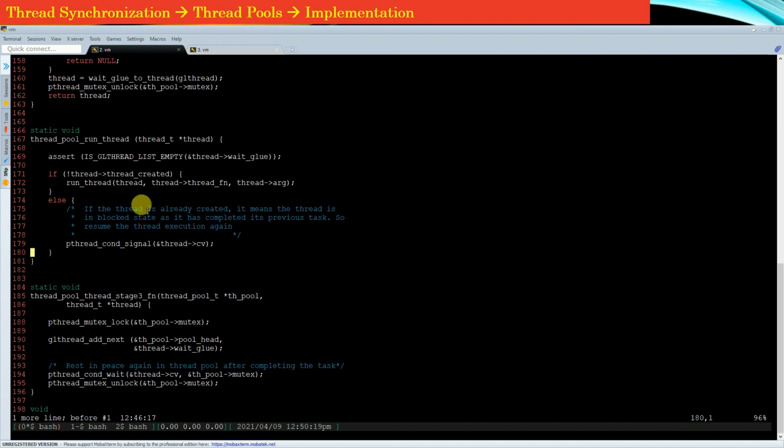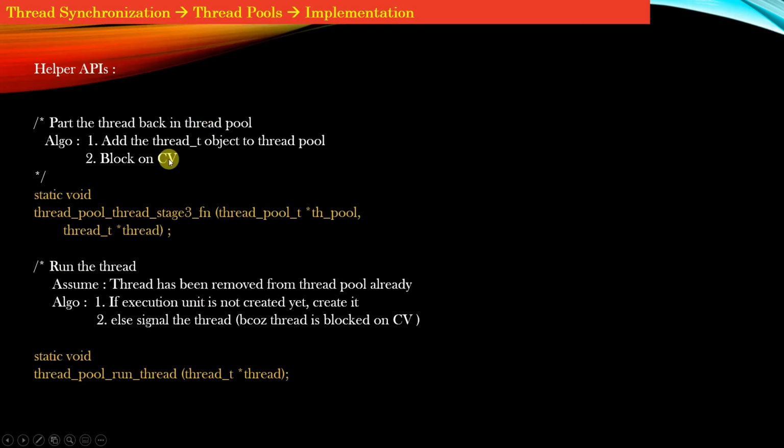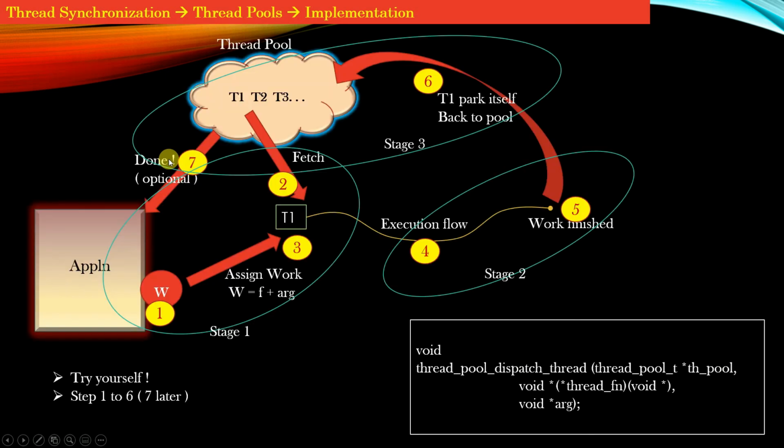So with this, we complete the implementation of these two helper APIs. And now proceeding further, we will start with the implementation of our main API, that is thread pool dispatch thread. And we will see how we can kickstart with step number 1, then step number 2, 3, and along the way how we perform step number 4, 5, 6, and 7, right?